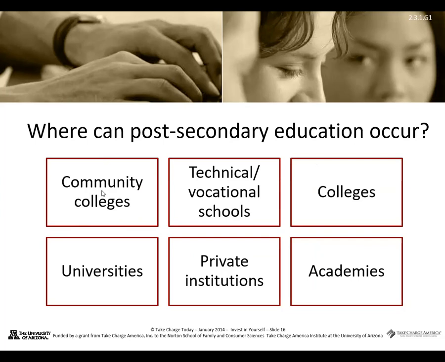Post-secondary education occurs wherever it works best for you. I went to community college and I absolutely loved it, saved a bunch of money. You can also go to technical or vocational schools. We have a lot of those in the area, especially with the hands-on things. Your typical colleges and universities are kind of increasing in size as we go down the list. Then there's private institutions and academies. I'm not exactly sure what they define academies as, but private institutions are just any type of private school, private college, private training that you usually have to pay more for, right?